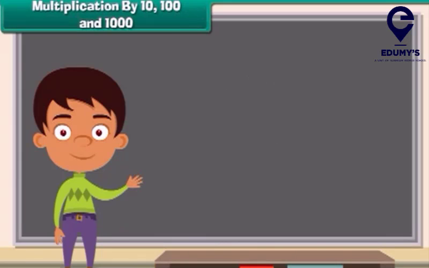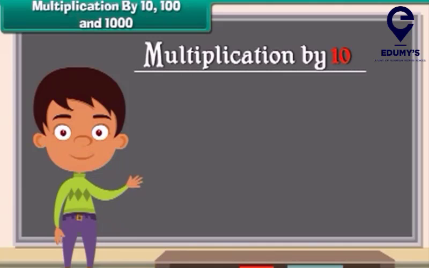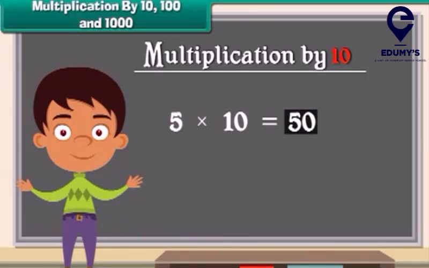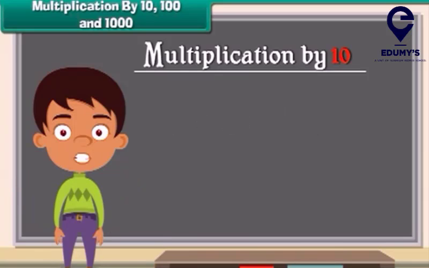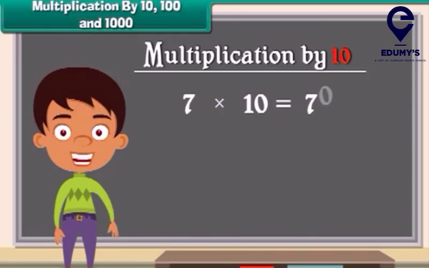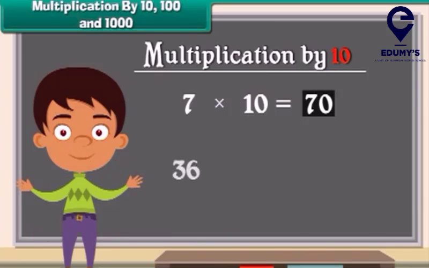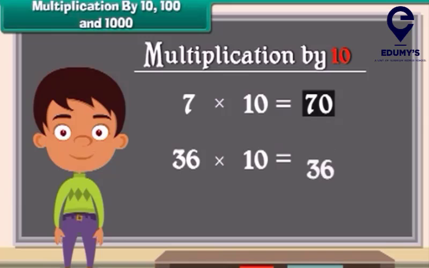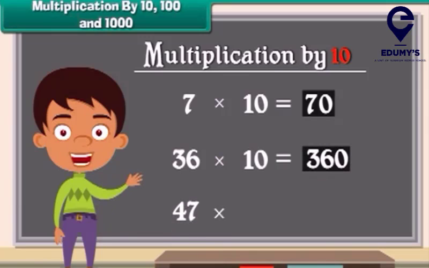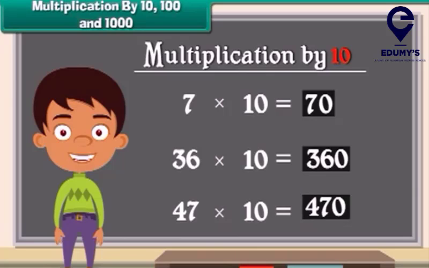Multiplication by 10, 100 and 1000. Let us now learn how to multiply numbers by 10, 100 and 1000. When we multiply a number by 10, we add the 0 in the 10 to the right of the number to get the result. Let us multiply 7 by 10. Add 0 to the right of 7 to get the result as 70. By the same logic, 36 multiplied by 10 is 360. 47 multiplied by 10 is 470.